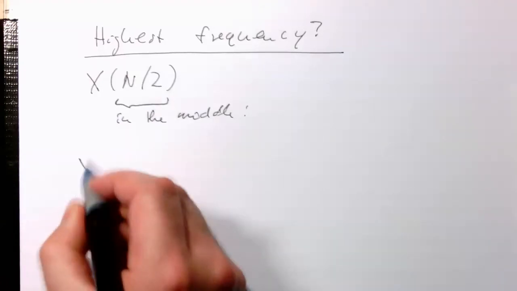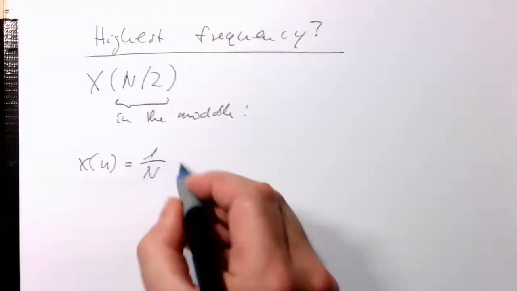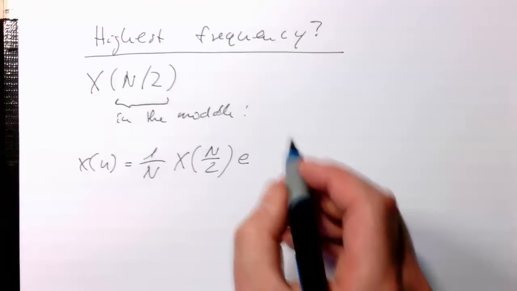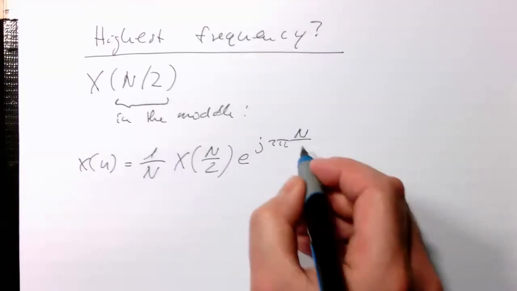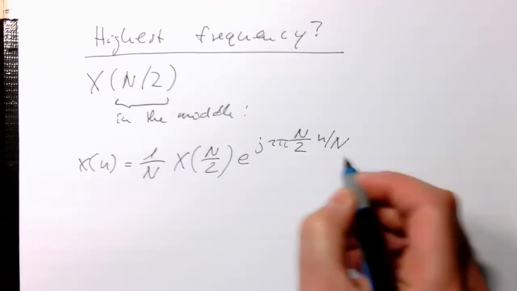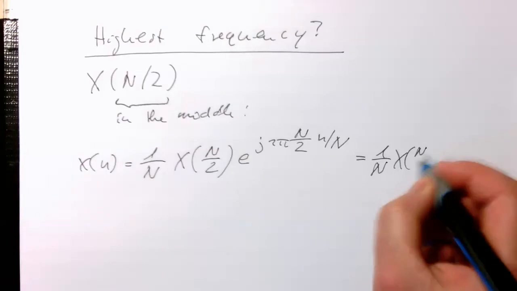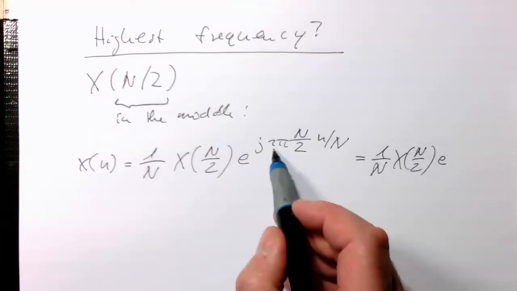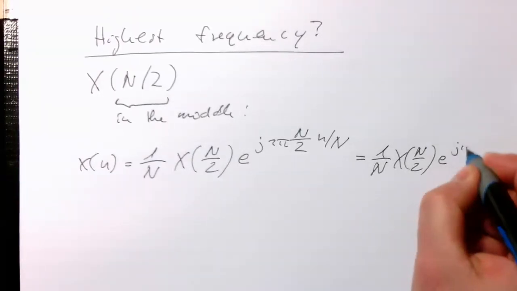So why is that? If we look at our inverse discrete Fourier transform, 1 over N, that's our coefficient X N half, and then our complex phasor here, e to the j 2 pi capital N divided by 2, n divided by N. And so this gives us 1 over N, and then our X N half, and then what is left here is, the 2 cancels out, the N cancels out, and what we have left here is e to the j pi n.